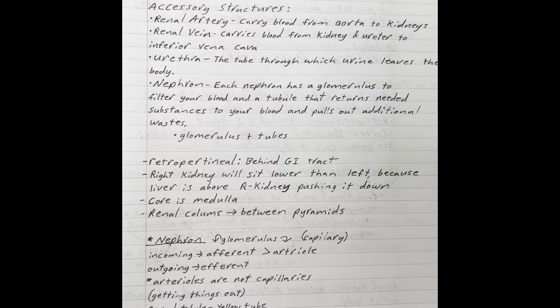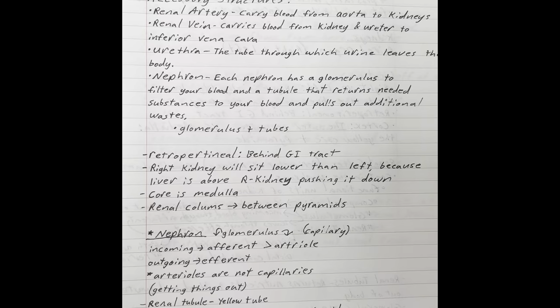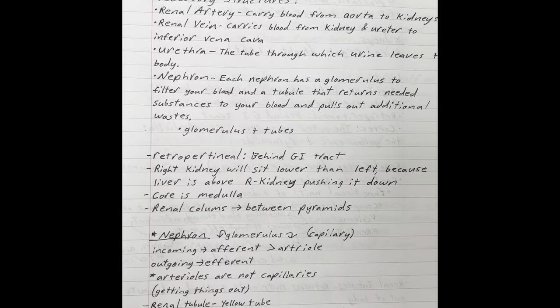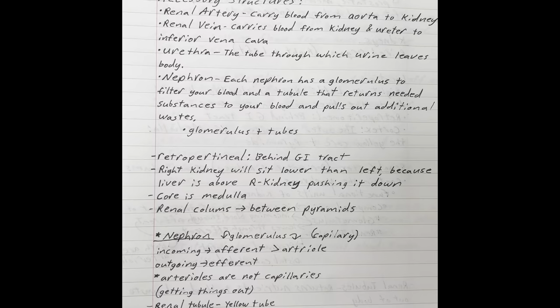Nephron, glomerulus, capillary. Incoming afferent arterioles, outgoing efferent arterioles. Arterioles are not capillaries. Getting things out.